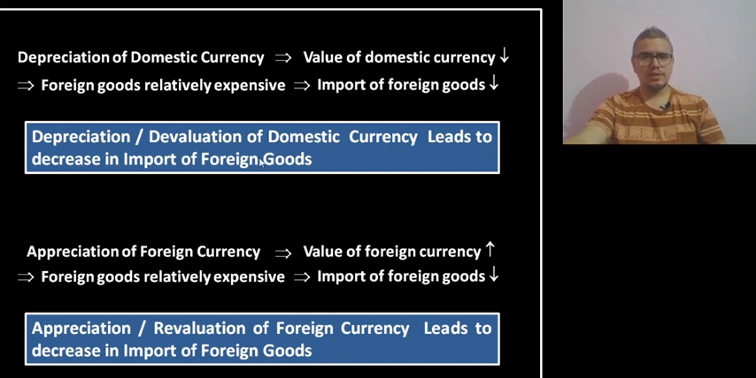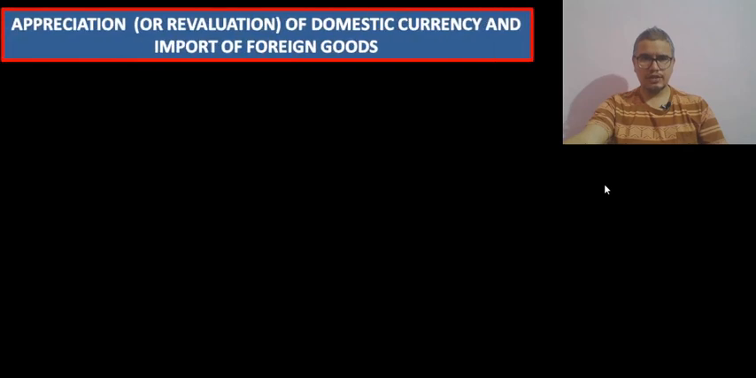So whenever there is depreciation of domestic currency or appreciation of foreign currency, then there will be fall or decrease in the import of foreign goods. Okay, now we will try to find out the impact of appreciation of domestic currency. Till now we were discussing depreciation of domestic currency and its relation with import of foreign goods. Now we will discuss appreciation or revaluation of domestic currency and import of foreign goods.